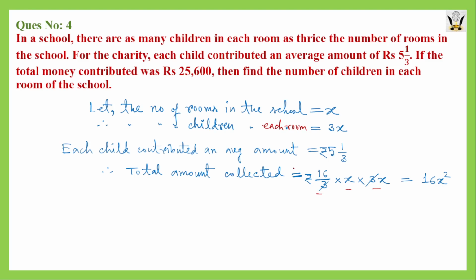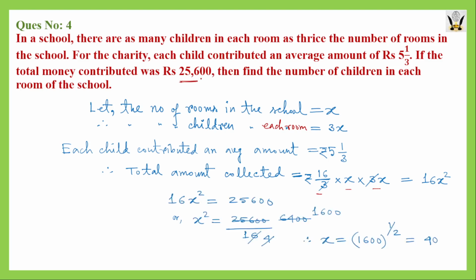And the total amount that was collected, the total money contributed, that given figure is 25,600. So 16x square will be equal to 25,600, right? Now if we simplify, x square will be 25,600 divided by 16, and after simplification that value will be 1600. Now from here the value of x will be the square root of 1600, which is 40.